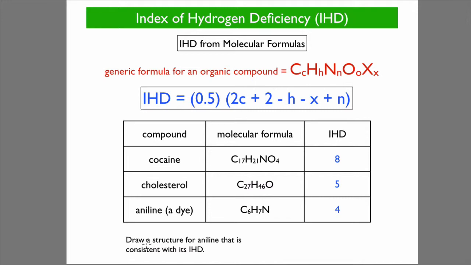And if you wanted to draw a structure for aniline that is consistent with IHD, and it's a 4, and you can see it's C6H7, it's obviously going to have a benzene ring in it for the 4, and then we want to put NH2 on there. The 4 comes from the benzene ring.